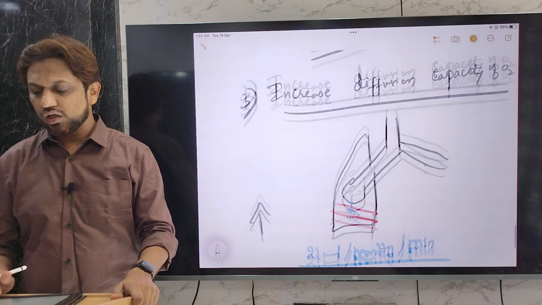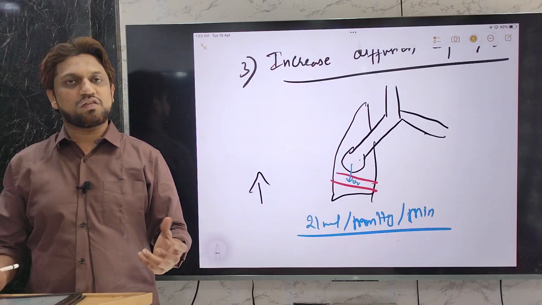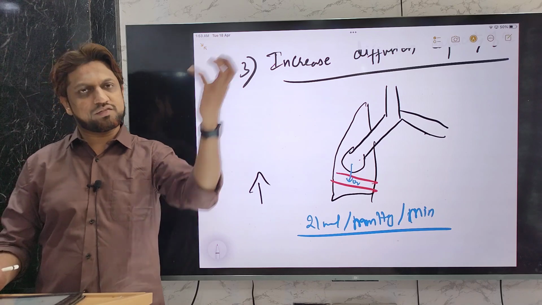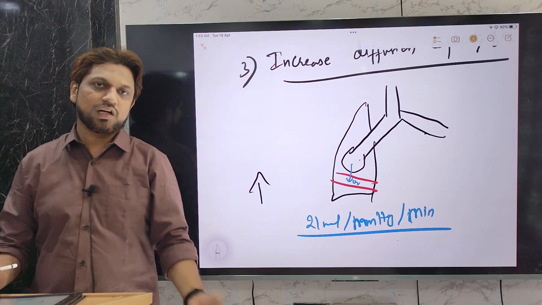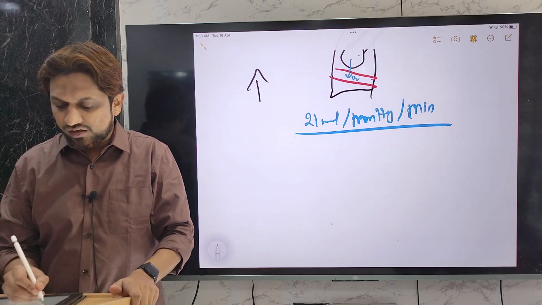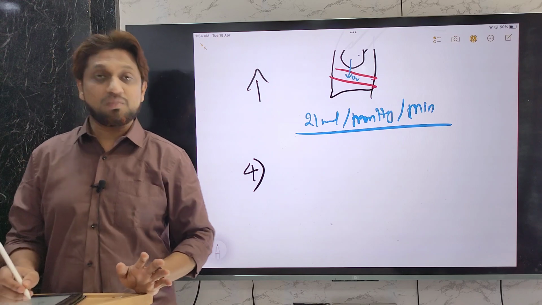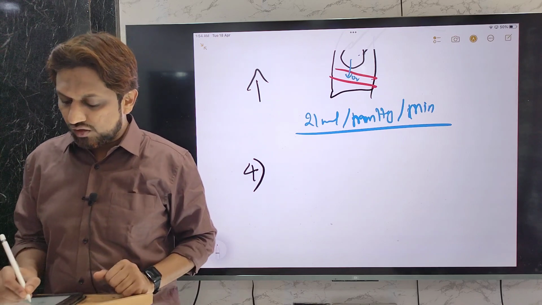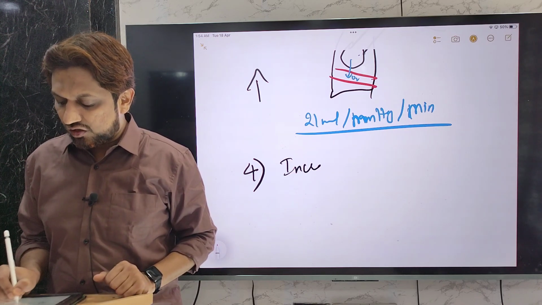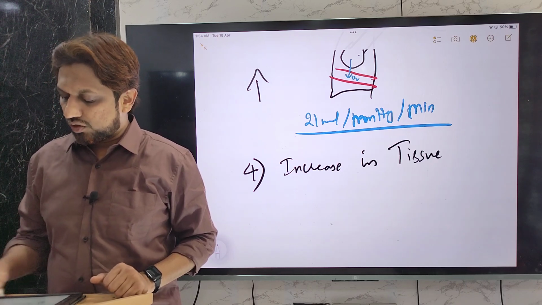So the diffusion capacity is increased, that is, even though the oxygen level is less in the alveoli, whatever is there is extracted into the blood and ultimately to the cells. Okay, this is the third important factor. The fourth important change that takes place during acclimatization or adjustment to high altitude is an increase in the tissue capillarity.